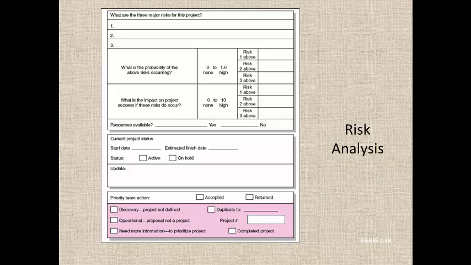And then what the mitigations are, how they are going to reduce the impact of the risk happening, as part of the risk management profile. And what is the current start date, what is the estimated finish date, whether it is active, whether it is on hold, all those things. So this has to be reviewed by the project PMO office team.